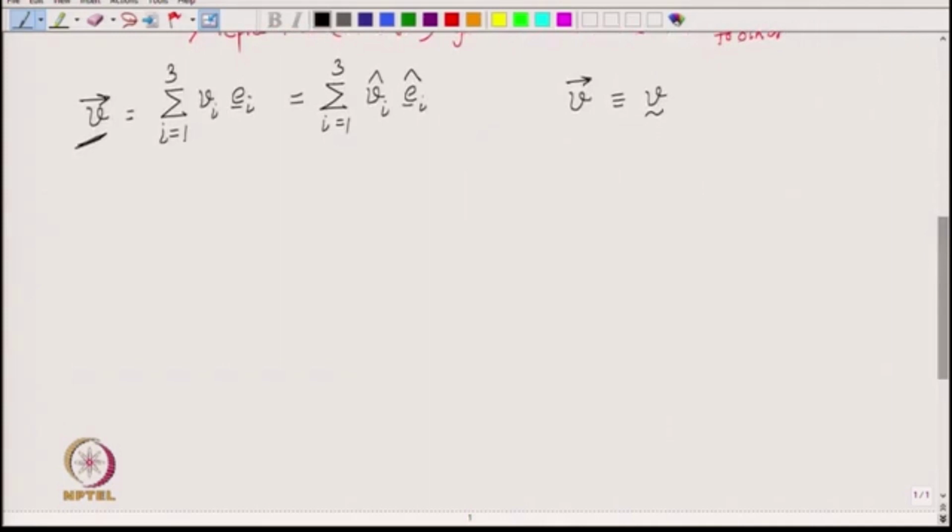All right. Now, what can you do with vectors? There are several operations that you can do with vectors. Operations with vectors.